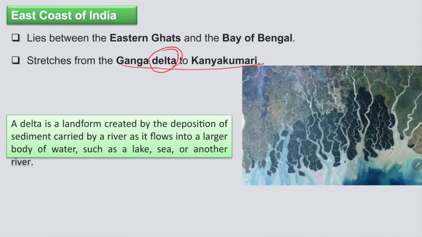So what is this delta? See, here you can see this image. First let us read the definition and I'll make you understand. A delta is a landform created by the deposition of sediments carried by a river as it flows into a larger body of water such as a lake, sea or another river.